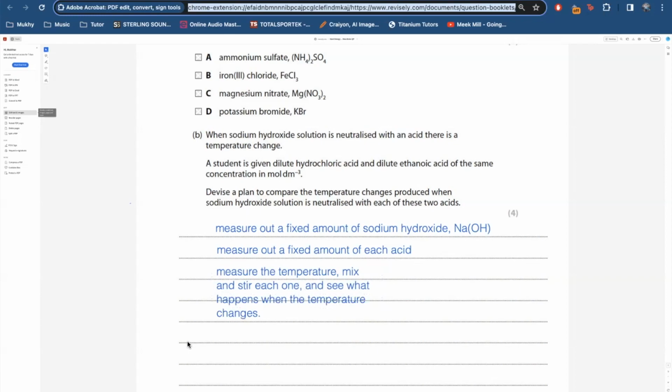So that's quite simple. No, we'll be even more clear. One second. How we're going to do it, right? To do this, we can say we'll put a thermometer in the sodium hydroxide, right? We'll add the acid completely and see how the temperature changes. Okay?